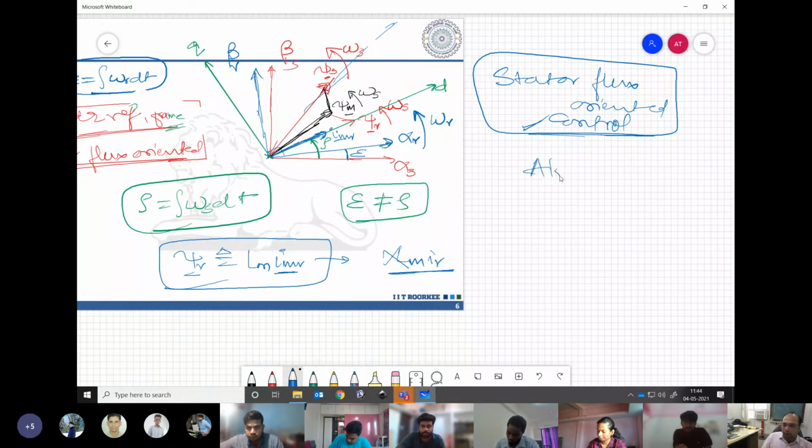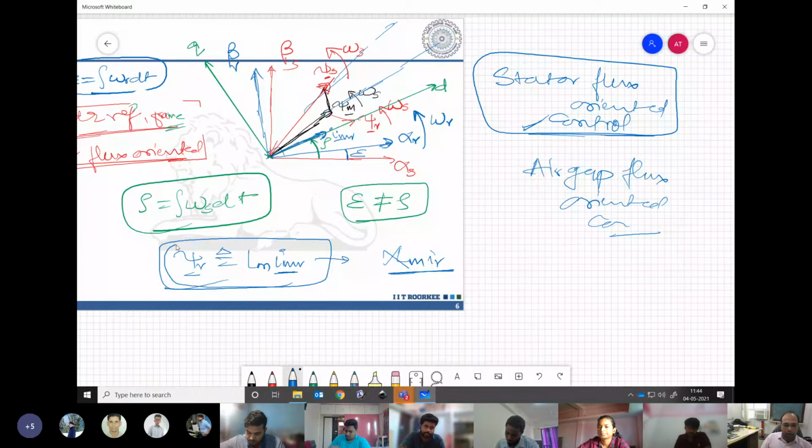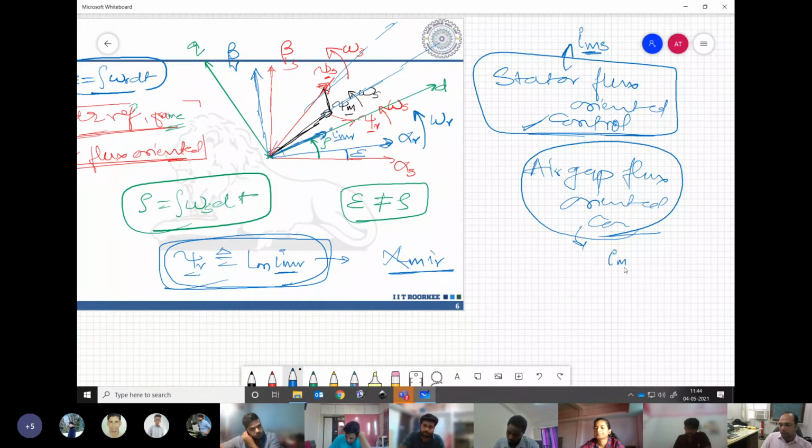Sometimes they may go for air gap flux oriented control. Then where will my d-axis come? It will come along psi m. Understanding my point? So for rotor flux oriented control, we'll be using our rotor flux magnetizing current. If we have to go for stator flux oriented control, we will be using this IMS. If we have to go for air gap flux oriented control, we'll be using IM.